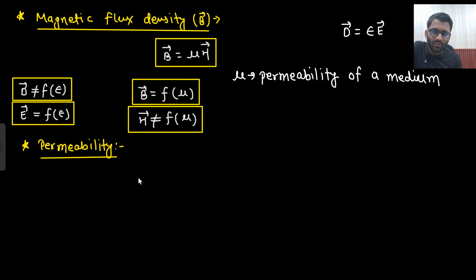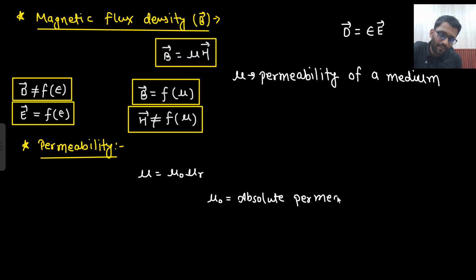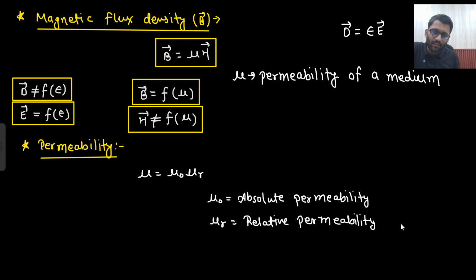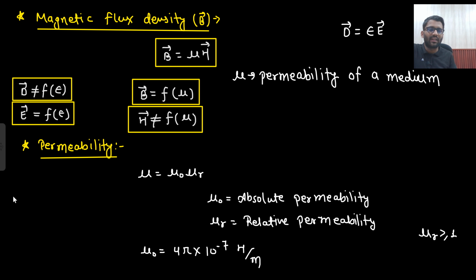Now, what is mu? Mu equals mu naught times mu r, where mu naught is the absolute permeability and mu r is the relative permeability. Mu r will always be greater than or equal to 1, and the value of mu naught is fixed, which is 4 pi into 10 to the power minus 7 Henry per meter. What was the unit of epsilon? Farad per meter. The unit of this is Henry per meter.